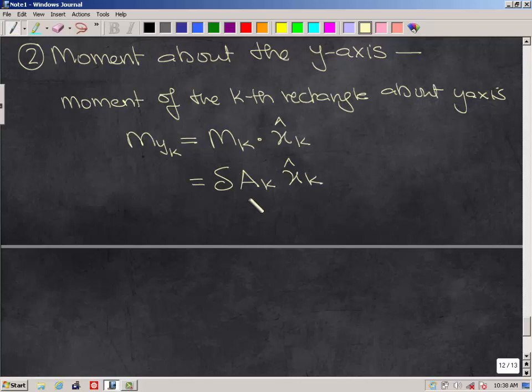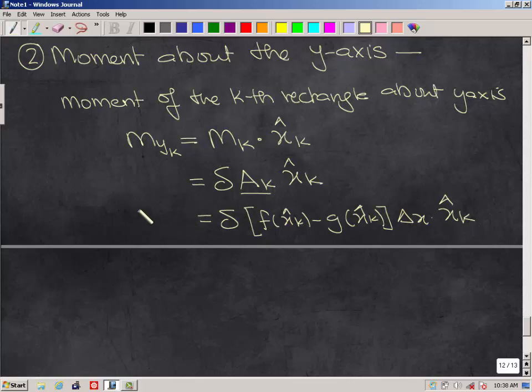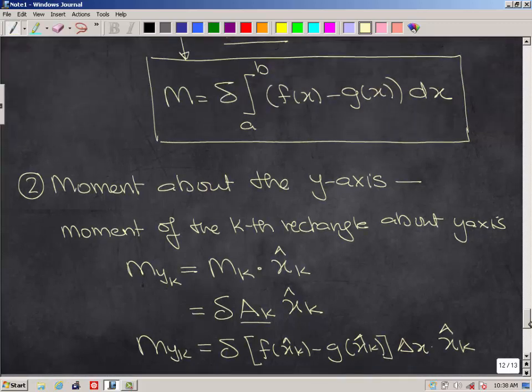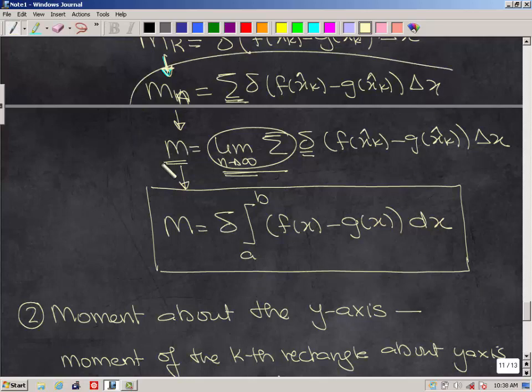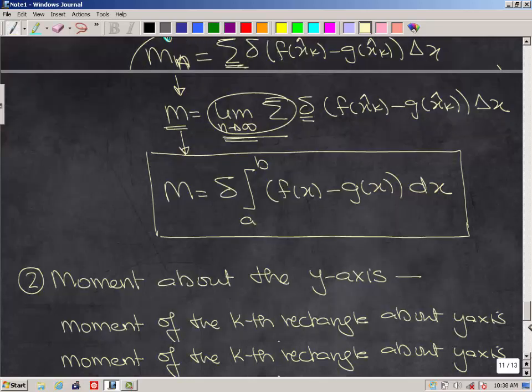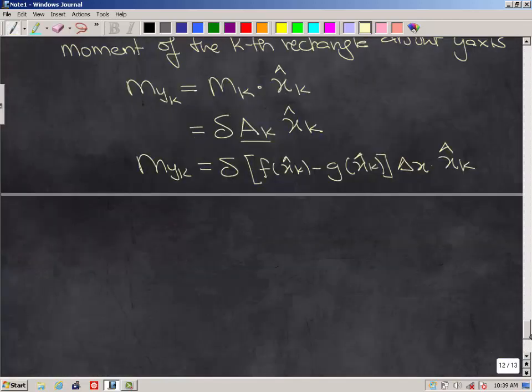What's the next thing? What is this? We do know a nice formula for that. I just gave you that a minute ago. It was f of x hat sub k minus g of x hat sub k times delta x times x hat sub k. Okay. Then this time I'm going to skip all the other steps. That is just for the kth rectangle. To find the moment of n rectangles, we would take the summation. To find the actual moment, we would take the limit, and then we would change this to an integral formula. So I'm going to skip these two steps because they're exactly identical, except we're going to use this formula that we came up with.